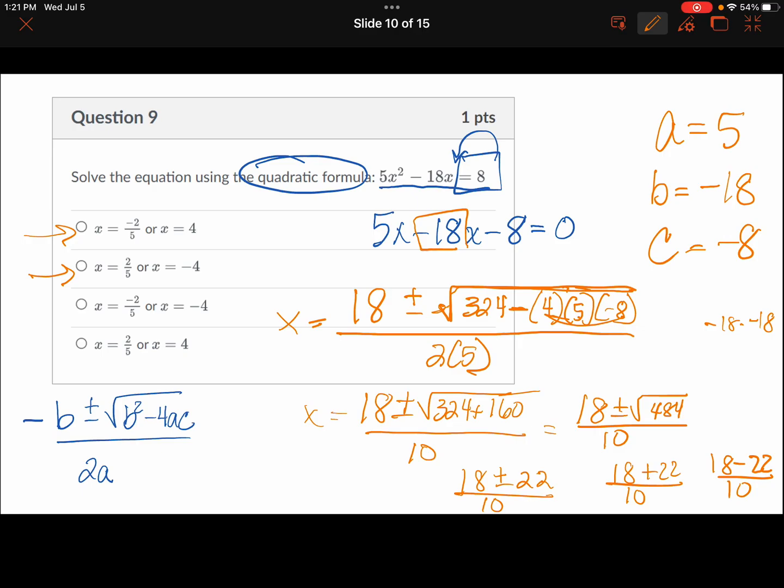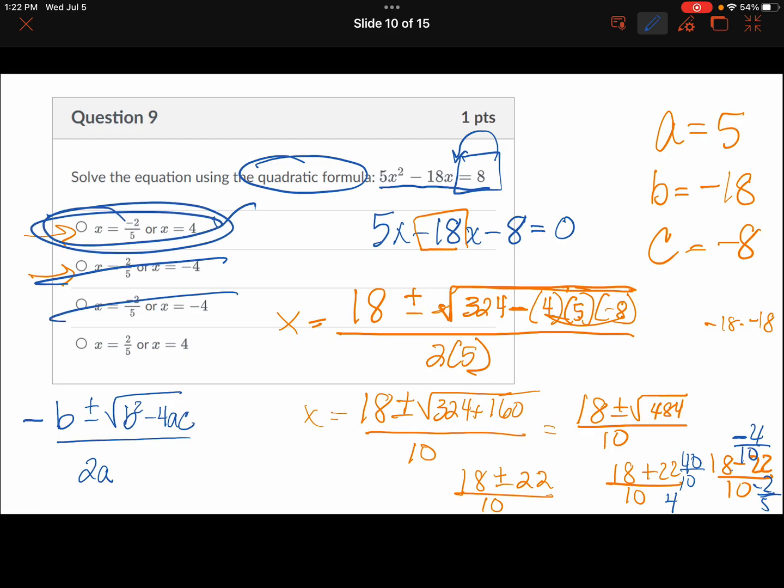So 18 plus 22 is 40. I'm out of space here, so hopefully you can follow along. This would be 40 over 10, which would be 4. And this would be negative 4 over 10, which would reduce to negative 2/5. So I'm looking for 4 and negative 2/5. So here's a positive 4. That one's out. That one's out. And I'm looking for a negative 2/5. Looks like it's the top answer here on question 9.